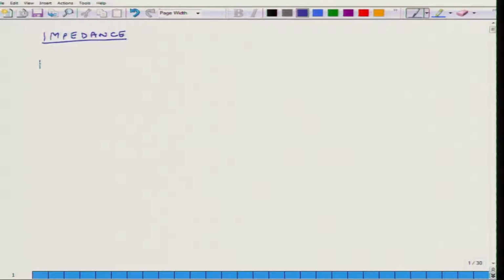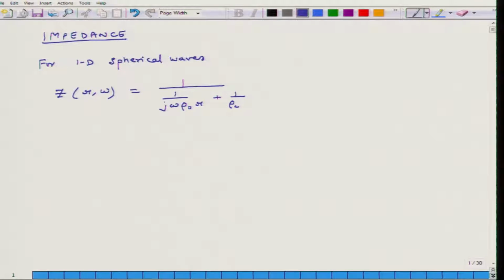Now, for one dimensional spherical waves, we had shown that the impedance of a wave which is travelling outwards is Z, and it depends on R and omega, and that can be written as 1 over j omega rho naught R plus 1 over rho naught C.